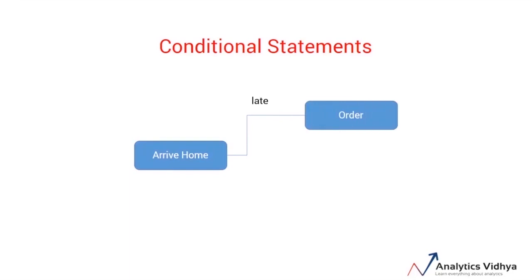Many of the times, our decisions are based on some form of condition. For example, if you arrive late at home from work, then you are going to order the food. Otherwise, if you happen to make it on time, then you are going to cook food for yourself. This example best describes when you make decisions based on a condition.